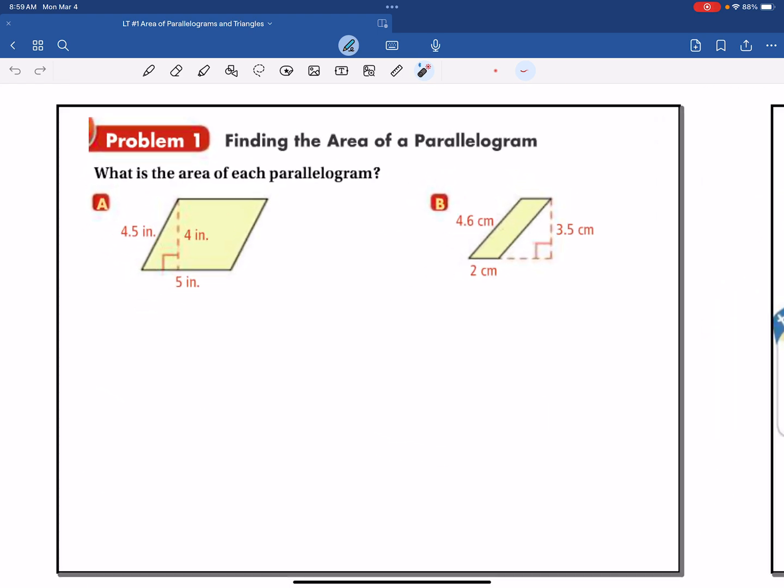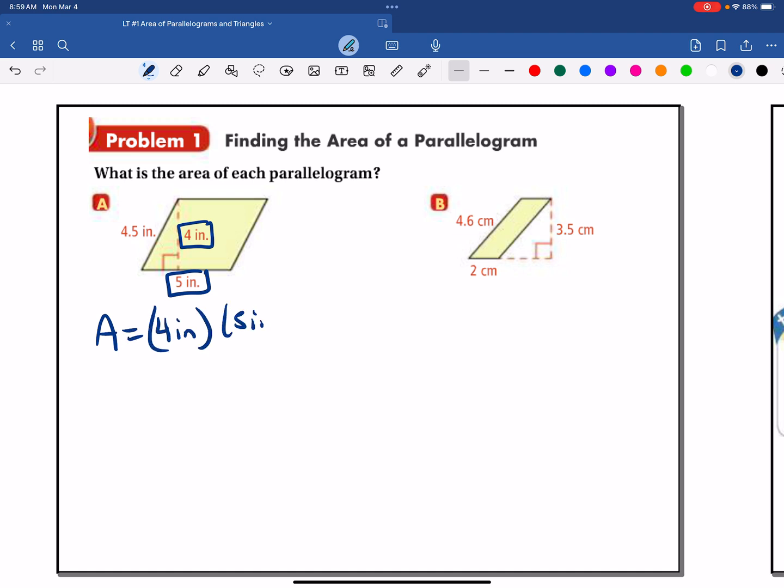Let's look at these. Pause the movie, try these, and then press play when you're ready. So in this first one, we're looking at the height as 4 and the base as 5. So the area is 4 inches times 5 inches, which gives us 20 inches squared.